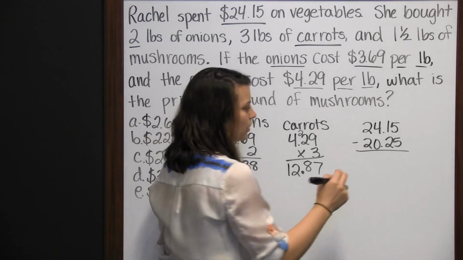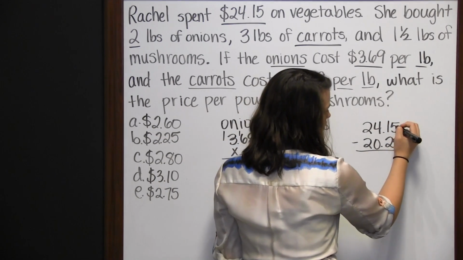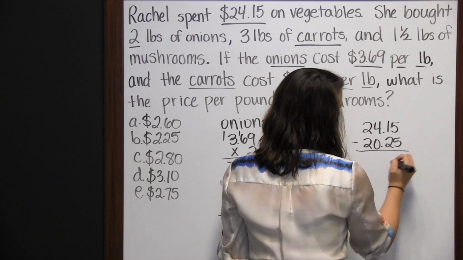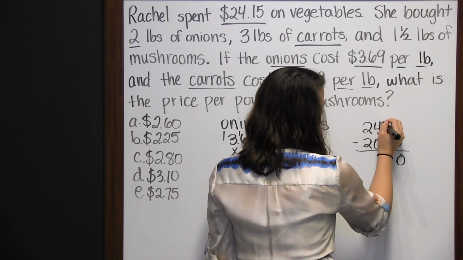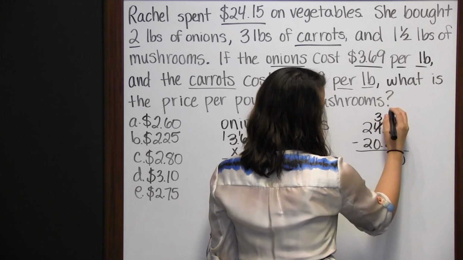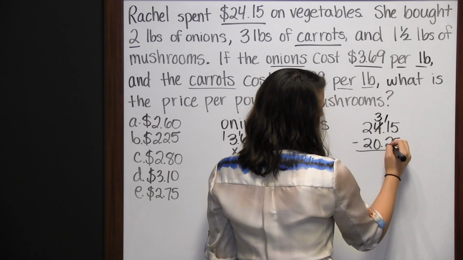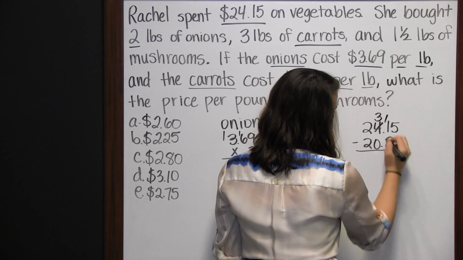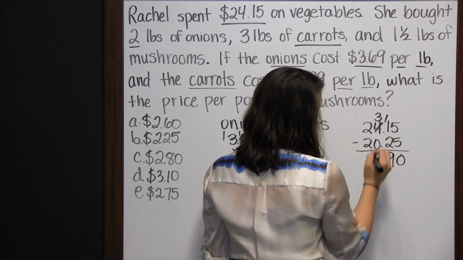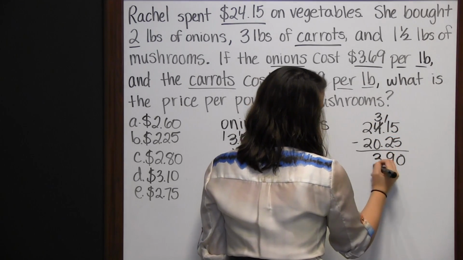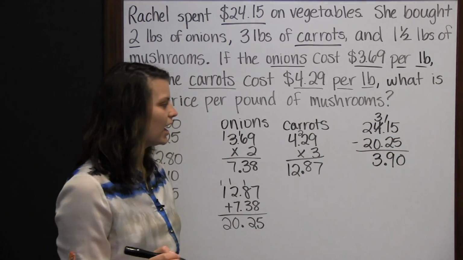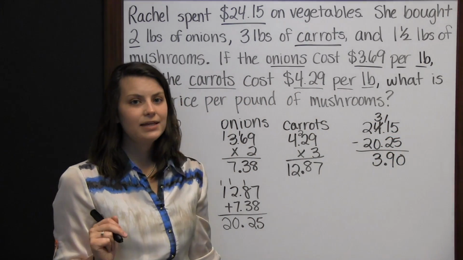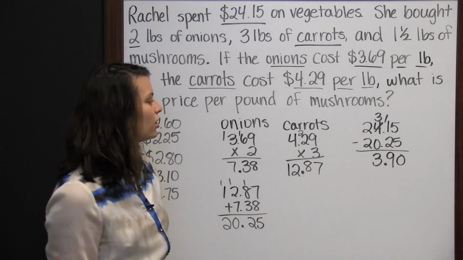the mushrooms. So again, we line up our decimals. 5 minus 5 is 0. I can't take 2 from 1, so I borrow from the 4. It becomes a 3. Then I have 11 minus 2, which is 9. Bring that decimal down. 3 minus 0 is 3. So she had $3.90 to spend on mushrooms.